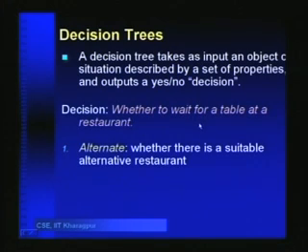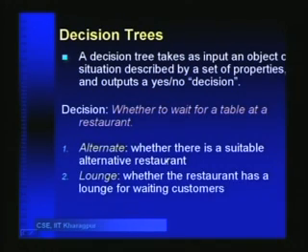So let us see what are the features or the properties that can affect the decision. That is very important. We must first decide what are the variables which will affect our decision. So variable number 1 is alternate, which signifies whether there is a suitable alternative restaurant. In our case, there are quite a few alternatives, but you might find all of them equally packed. Lounge: whether the restaurant has a lounge for waiting customers. It does not apply to the campus, but in Calcutta you might have such.